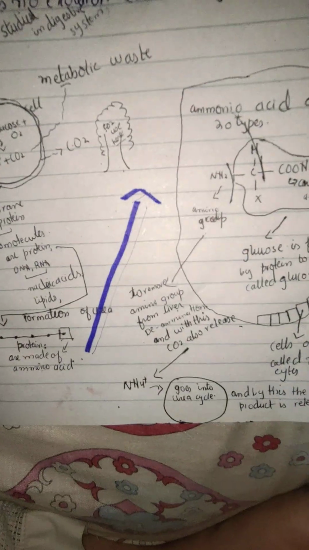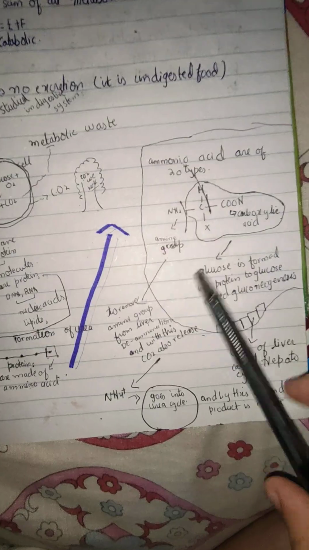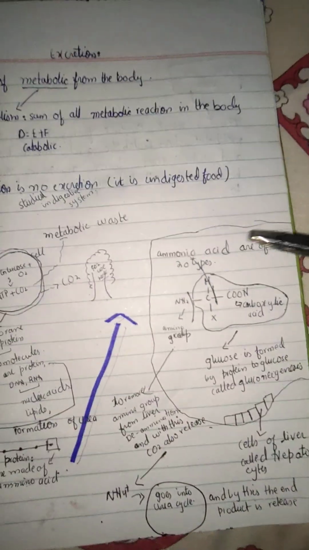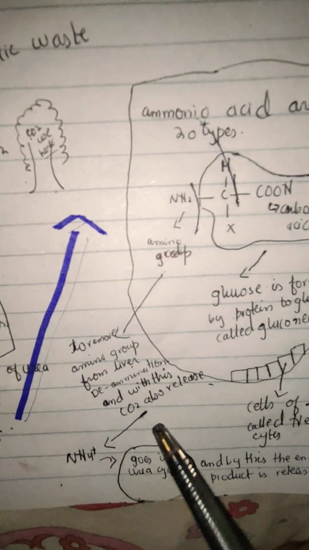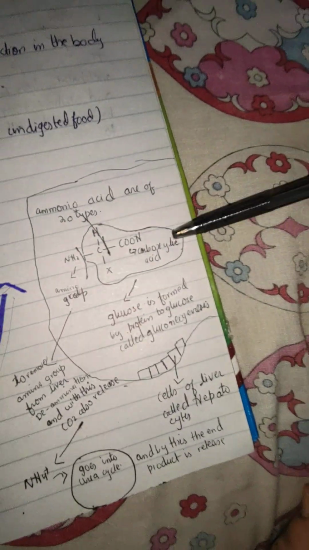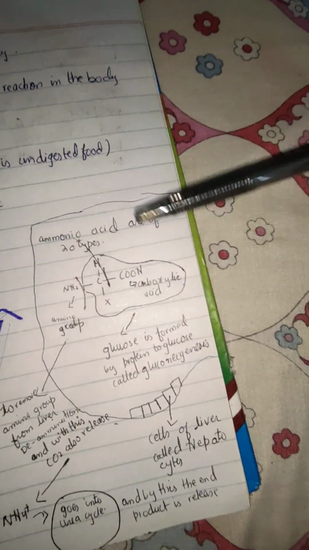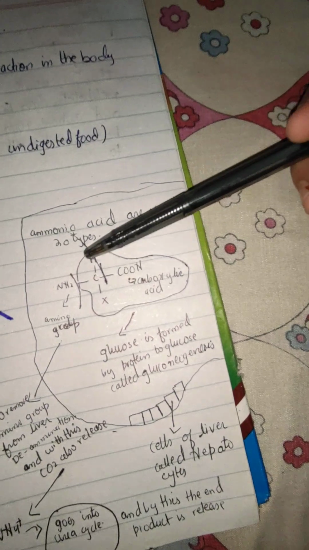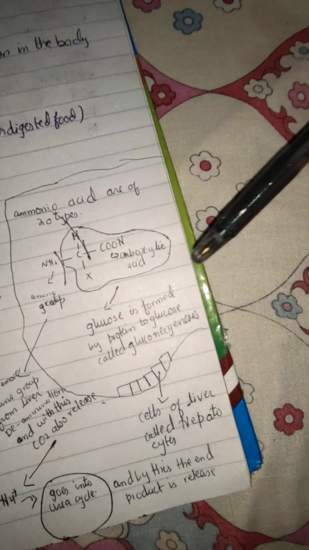This is released by your liver, and that is known as deamination, the removal of the amino group in the liver. It is known as deamination. With this, carbon dioxide is also released. So let's study why it is necessary and how we can utilize it. This is a very important group of the amino acid.